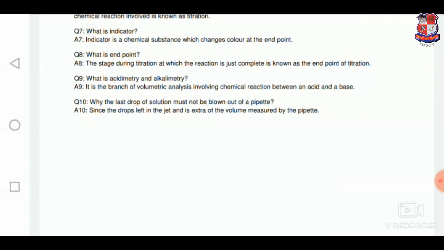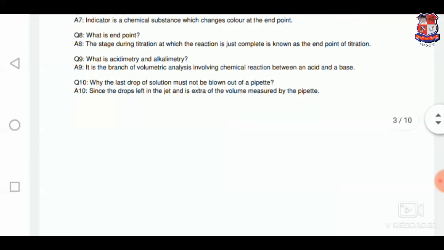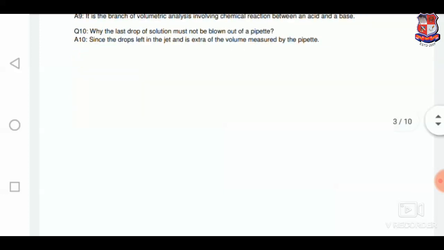Why must the last drop of solution not be blown out of the pipette? This is an important question. The answer is, since the drops left in the jet, meaning the tip of that pipette, are extra to the volume measured by the pipette. So that volume is not included in the volume delivered by the pipette.